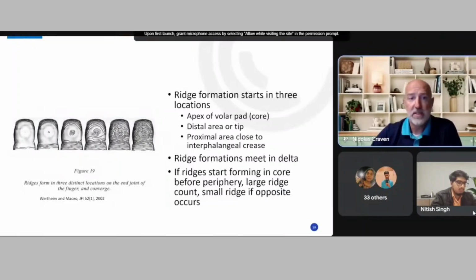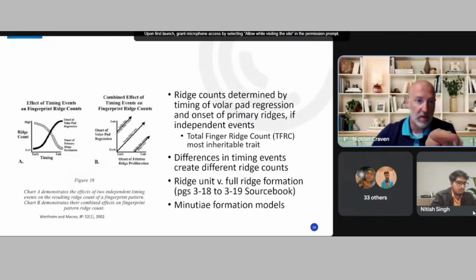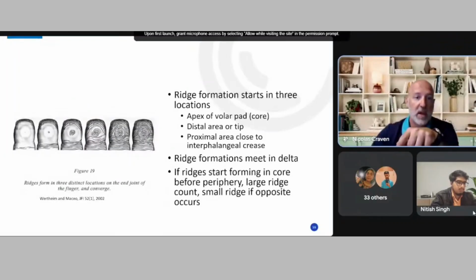So ridge formations start in 3 areas: the apex or the core, the middle of the finger; the distal or the tip area; or down towards where the distal portion of the finger meets the middle portion. Depending on those 2 timing events we were talking about, the volar pad regression and the ridge formation, the ridges can start forming more in the middle or more towards the top. And so that can create, as you'll see in a couple slides, how big or small that core might be and what pattern type it might be, depending on where that volar pad is located.